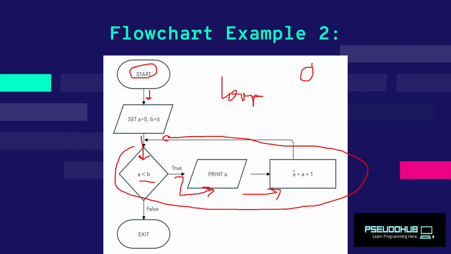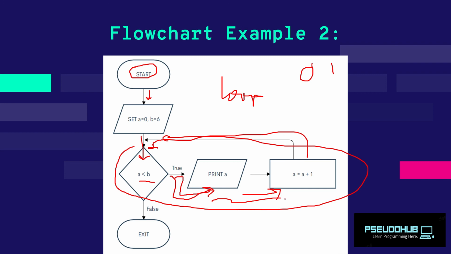Next, calculate A equals A plus 1. So currently A is 0 plus 1, so it becomes 1. Balik na po siya diri. Basahon na po niya balik. So 1 less than 6, true pa rin. Print na naman si 1.